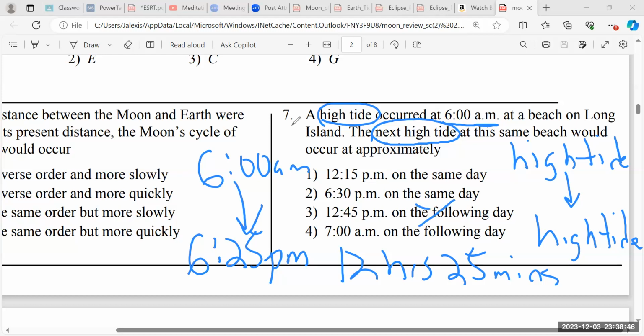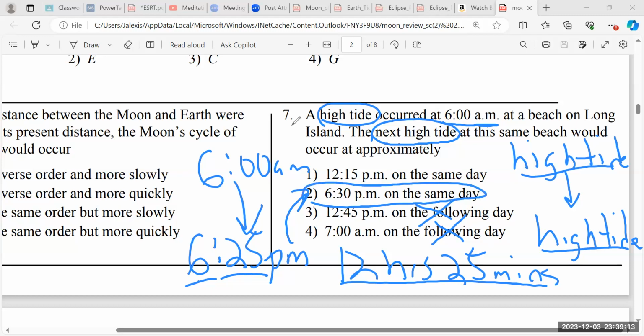So choices 3 and 4, it can't be. So now what's my best option? Remember, to go from a high tide to the next high tide is going to be 12 hours and 25 minutes later. If we started at 6 a.m., 12 hours later is going to be 6 p.m., 25 minutes later is going to be 6:25 p.m. And the closest answer to that is going to be choice 2.